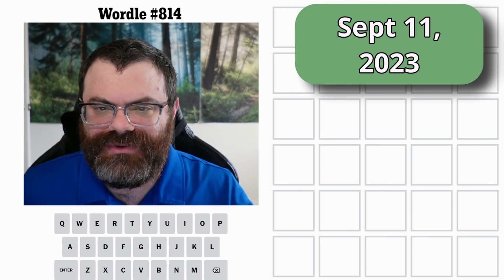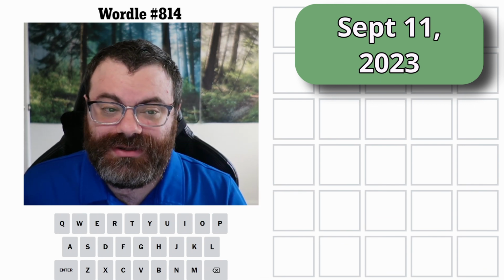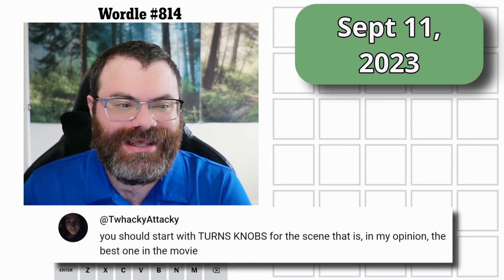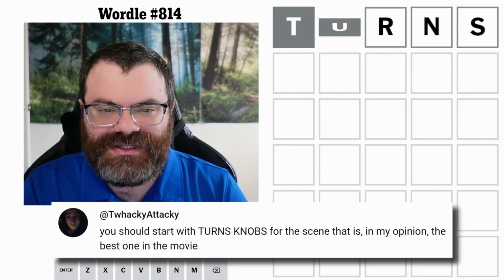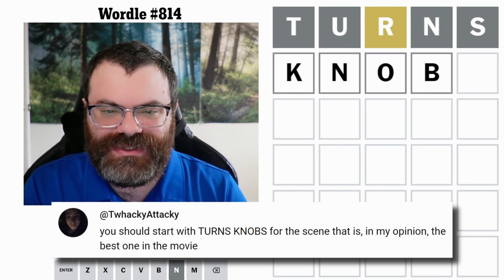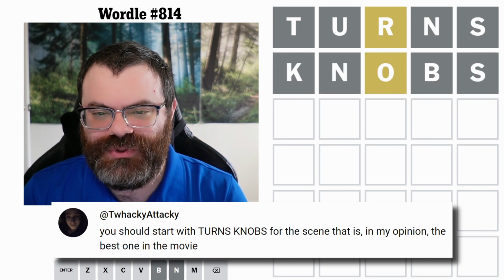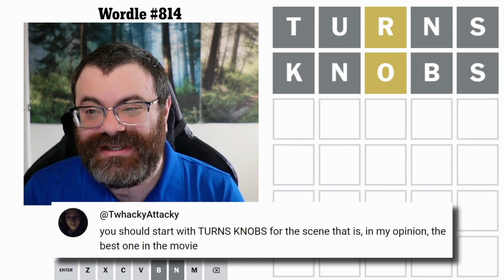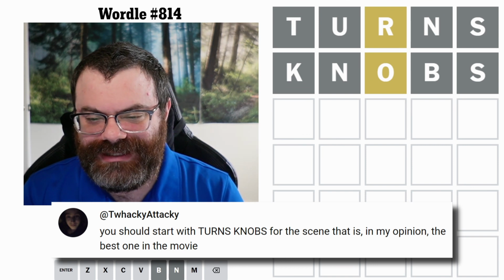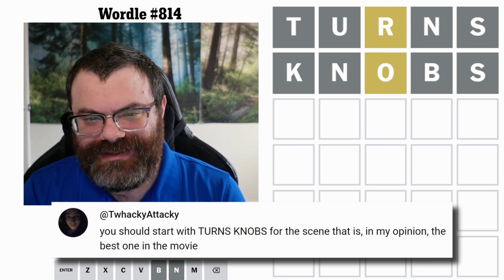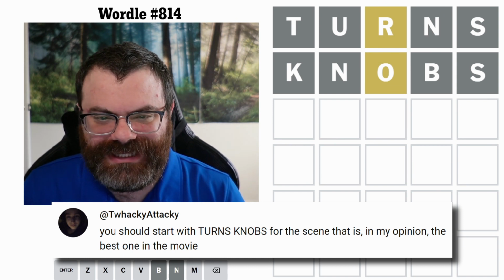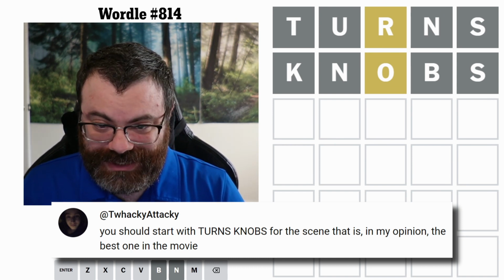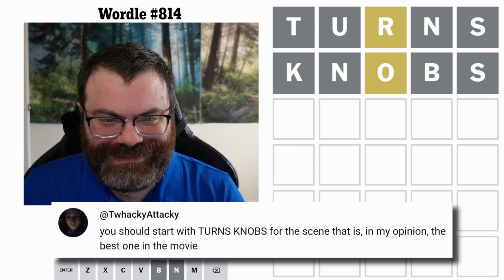Hello, let's do Wordle number 814, and for Jurassic Park's 30th anniversary theme, T-Wacky suggested turns and knobs. I'd say that's one of the two most famous scenes from the original movie. Probably the most famous is the T-Rex attack on the cars, and the second one would be the raptors turning the knobs to get into the kitchen. Both very scary scenes, especially when I was a child.